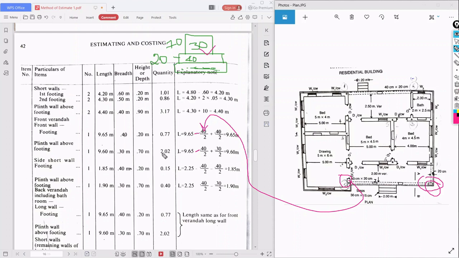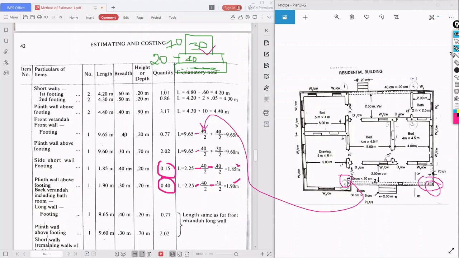In the same way, the short wall also 2.25 minus 40 by 2 minus 40 by 2. Okay, and for short wall also 2.25 minus 40 by 2 minus 30 by 2. So what is the length? 1.85, 1.90. So what is the breadth? 0.40 meter and 0.30 meter. Height is 0.20 meter. Height is also 0.70 meter. So just multiply them, you will get the total as 0.15 and 0.40. Okay, this was for the front veranda wall.